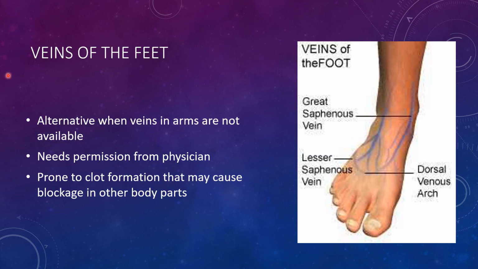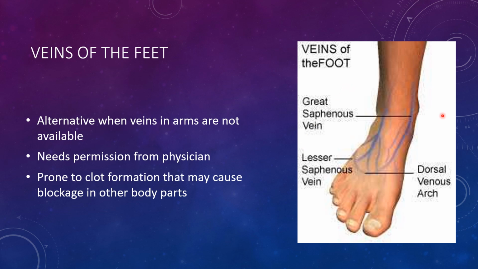So now let's go to the veins of the feet. It is the alternative when veins in the arms are not available. But it needs permission from the physician because you cannot take blood here, especially when the patient is hyperglycemic or diabetic, because it could cause complications to the patient and is prone to clot formation that may cause blockage in other body parts.